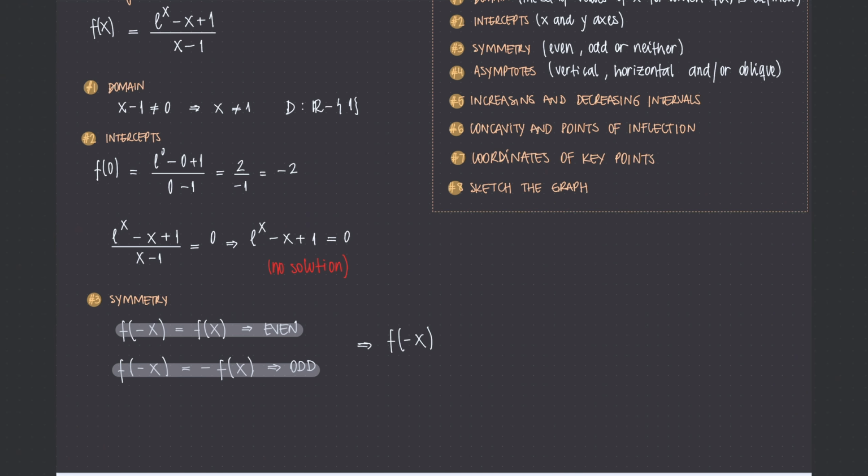When replacing x by negative x, we get e to the negative x minus negative x plus 1, meaning x plus 1, all that over negative x minus 1. And this is not equal to f of x, and it's also not equal to negative f of x. Therefore, this function is neither even nor odd.